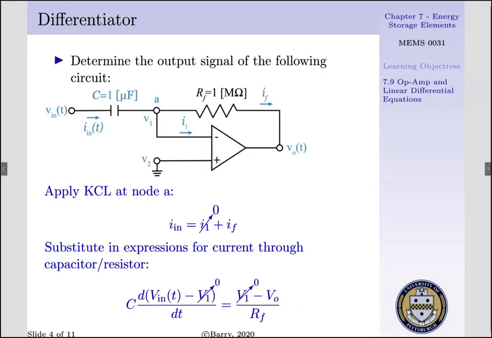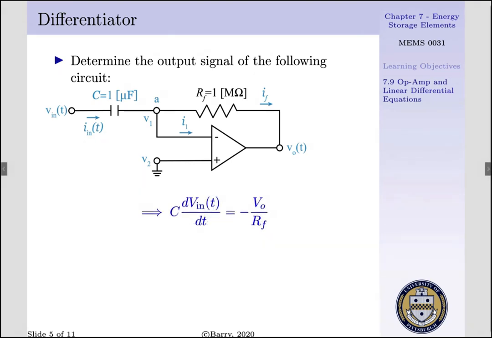If we substitute in the expressions for current through our capacitor and resistor, we have our input current being equal to capacitance times the time rate of change of our voltage, where our change of voltage would be Vin of t less V1, where V1 is equal to 0, for V1 is equal to V2, and V2 is connected to ground. Our current running through the resistor is V1 minus Vout per RF.